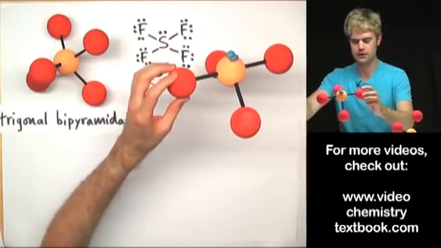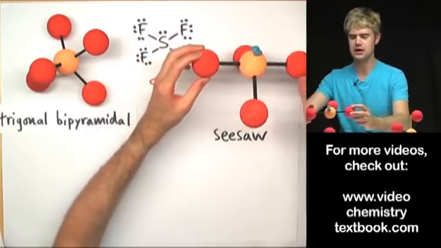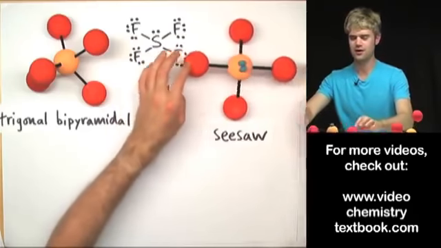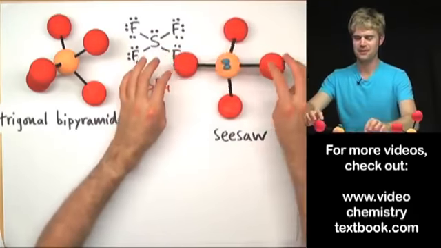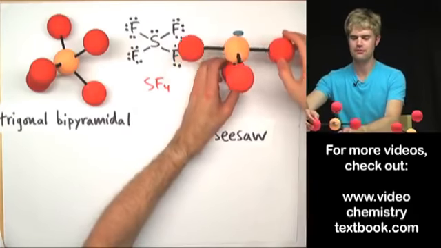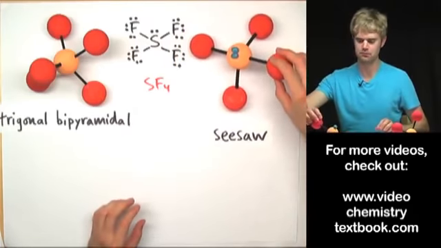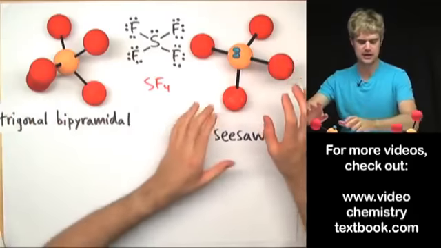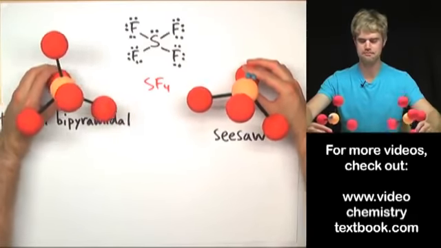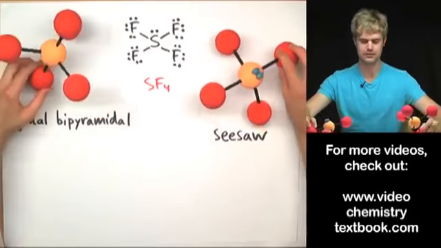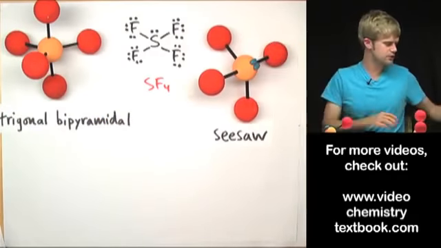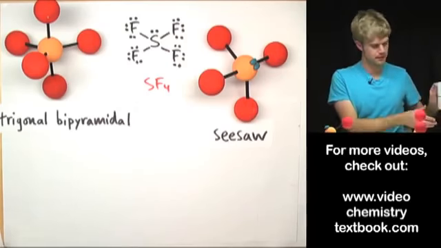This shape is called a seesaw, and that's because it can kind of look like a seesaw. It can move back and forth. You can kind of see that maybe from a top view of how it looks like that. Okay, so keep in mind, seesaw looks very much like trigonal bipyramidal, except it's just missing one of its equatorial atoms. Let's talk about bond angles for the seesaw molecule.